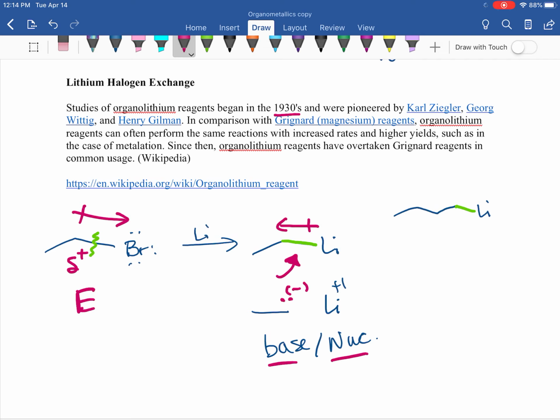nucleophile. And this chemistry would not be possible with just a strong base. We looked at that with the pKa difference with magnesium. It just isn't possible. So this lithium-halogen exchange has been around for about 90 years and is still used every single day to make those strong carbon bases.